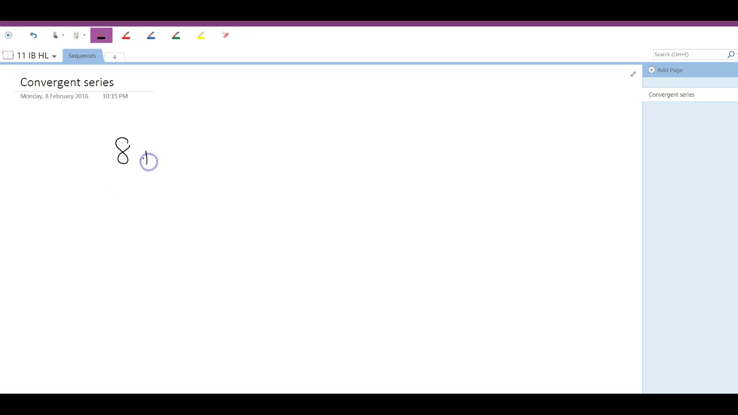So if we start with 8 and we've got a common ratio here of 1.5, the next term is 12. And then the next term is 18. And then we're saying it's 27. So we've got a common ratio here of 1.5.